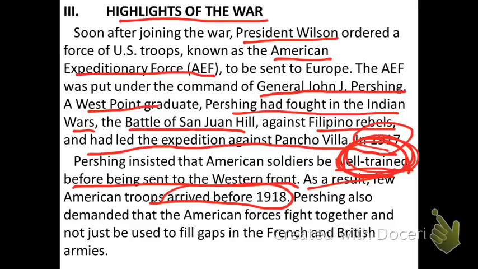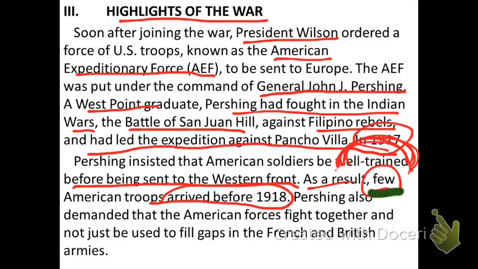I'm sorry, let me rephrase that. As a result of this, few, there's a key word that we need to concentrate on for this particular sentence. Few troops arrived before 1918. The bulk of our troops arrived after 1918 began.